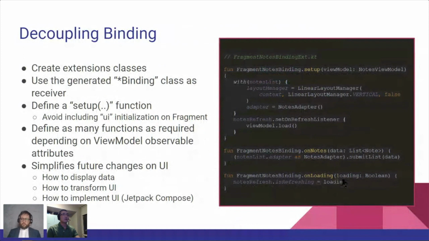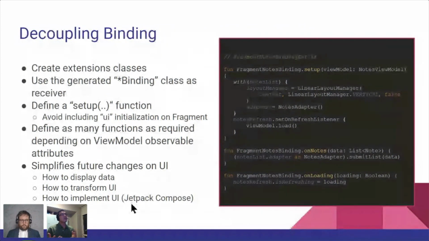This loading actually is a live data coming in that is actually updating inside the view model. So whenever the data is available, it's posting the data, but also posting on the loading live data value of false. So I can automatically stop the refreshing.